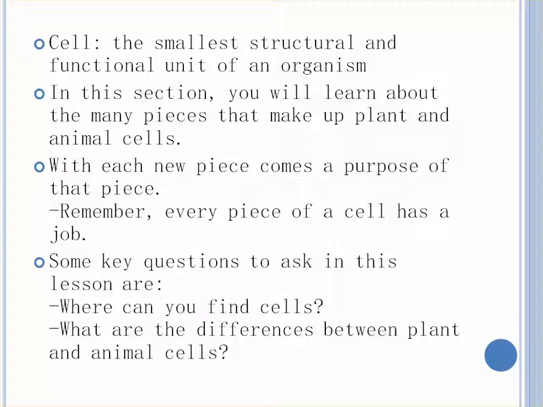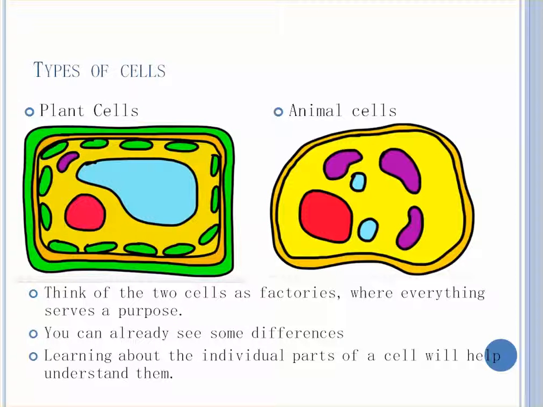Let's jump right in. The types of cells: we have plant and animal cells. Right away, from looking at the two, you can see that there are some differences already. I would like you to think of the cells as factories, where everything serves a purpose in that factory. Learning about the two individual cells will help you understand the two.